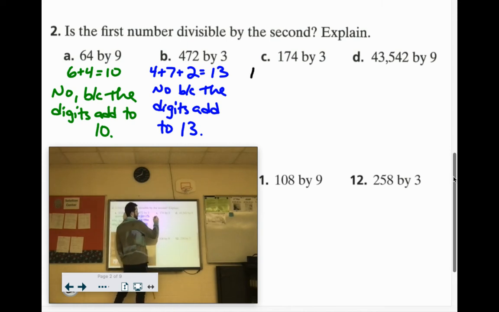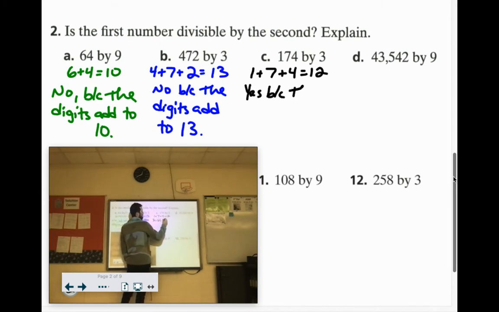Is 174 divisible by 3? 1 plus 7 is 8, plus 4 is 12. 12 is divisible by 3. Yes, because the digits add to 12.